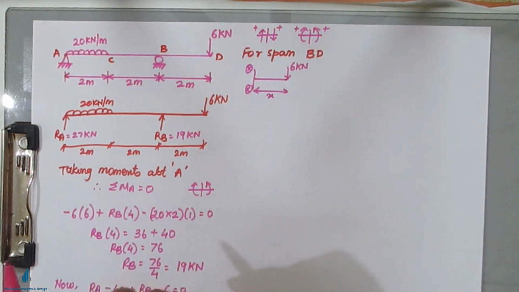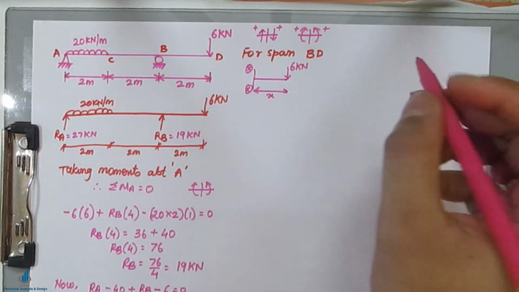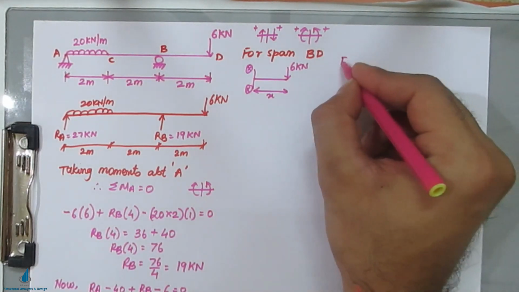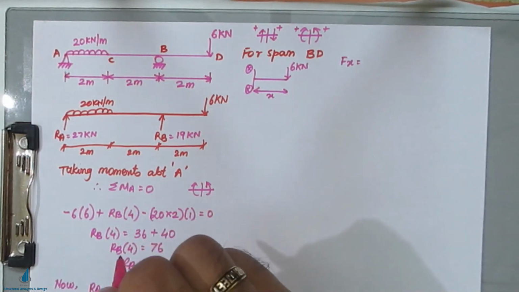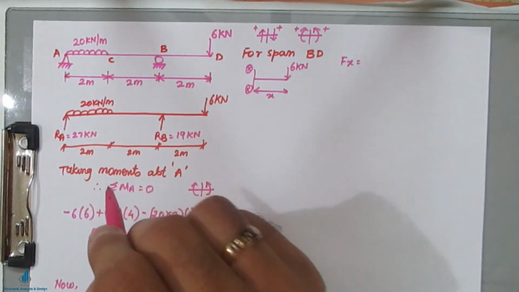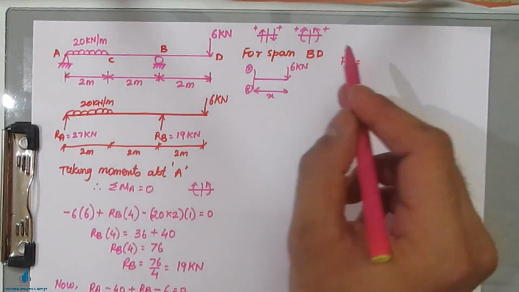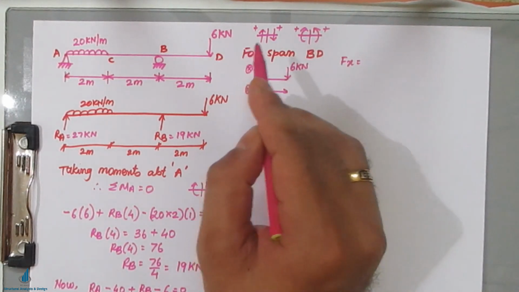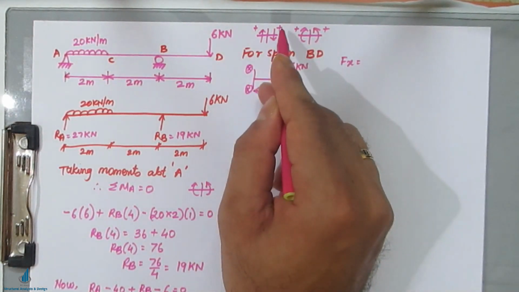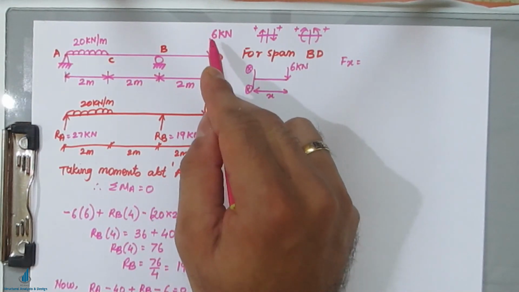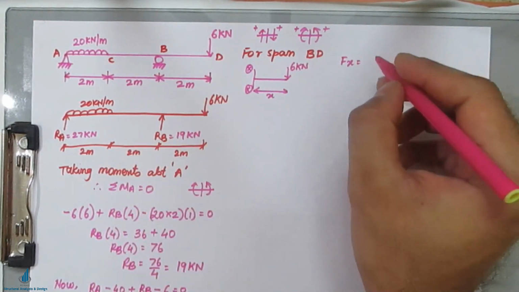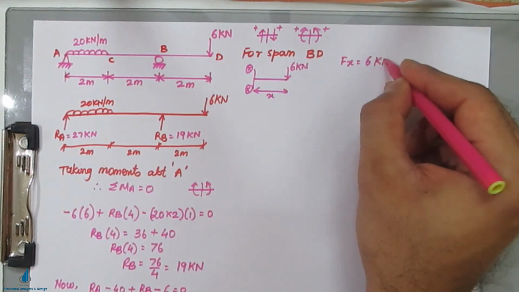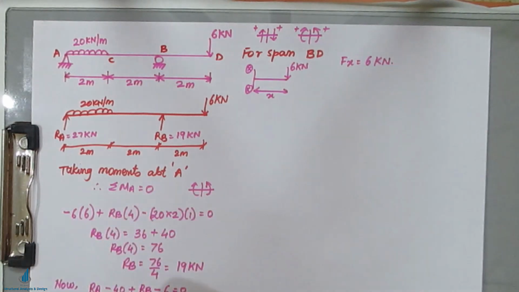So now we will calculate the shear force. Shear force I will denote as Fx. And for a point load there is no question of X in the shear force. We are taking from the right hand side, and from the right hand side the downward force is positive, and 6 kilonewton is moving downwards. So Fx is positive 6 kilonewton. So this is your shear force.